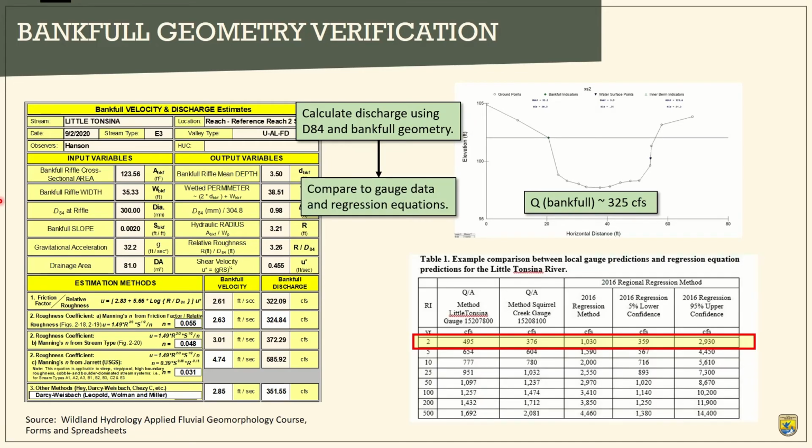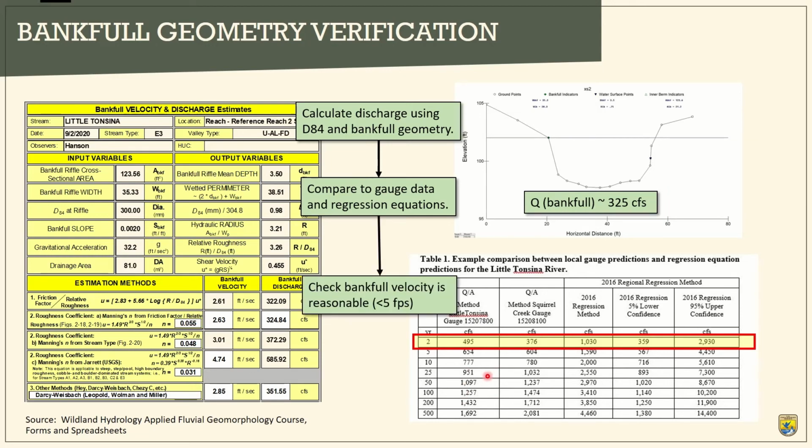Next, compare your bankfull discharge to your gauge data and regression equations. Note the difference here between the values that the gauge data gave us for the 2-year flood flow and the regression equations. We know our bankfull discharge should be between the 1 to 2 year flood flow, and that gives us a fairly good feeling that this bankfull discharge, given the gauge data, makes sense. Comparing it to the regression equation, I might think that my bankfull cross-section is too small. However, I trust this gauge data more.